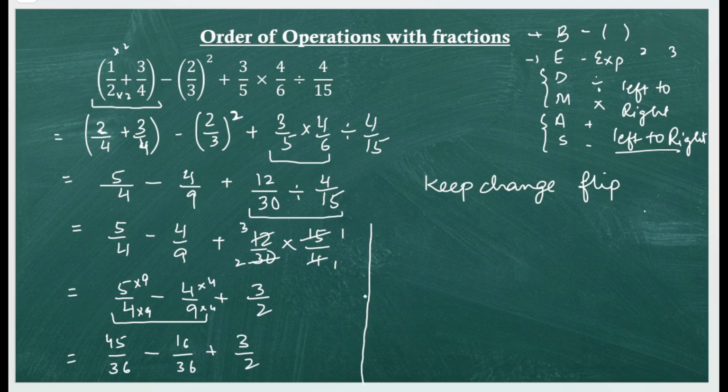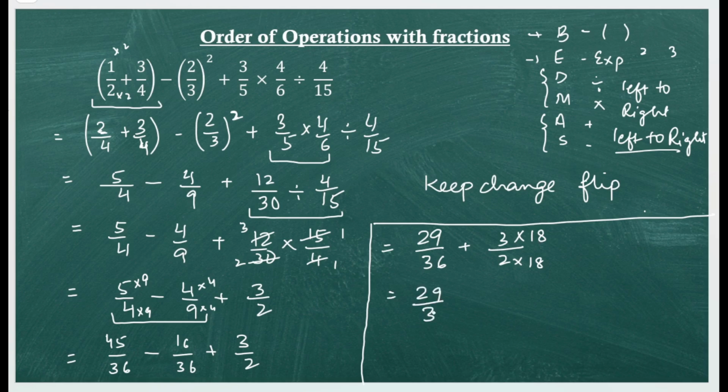Okay, I will do the rest of the question over here. So it gives me, when the denominators are the same, just deal with the numerators. 45 take away 16 is 29. So 29 over 36 plus 3 over 2. How can I make this 2 as 36? Multiply it by 18. Same with the numerator. So it will give me 29 over 36 plus 3 times 18 is 54, 54 over 36. Now the denominator is the same. Just add the numerators. So 29 plus 54 will give you 83.